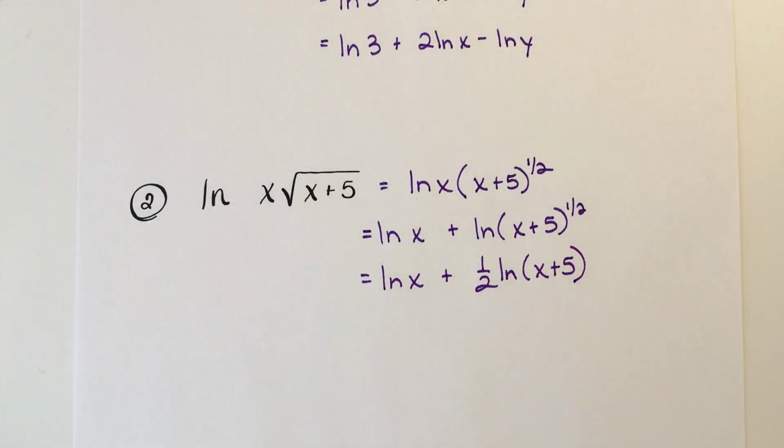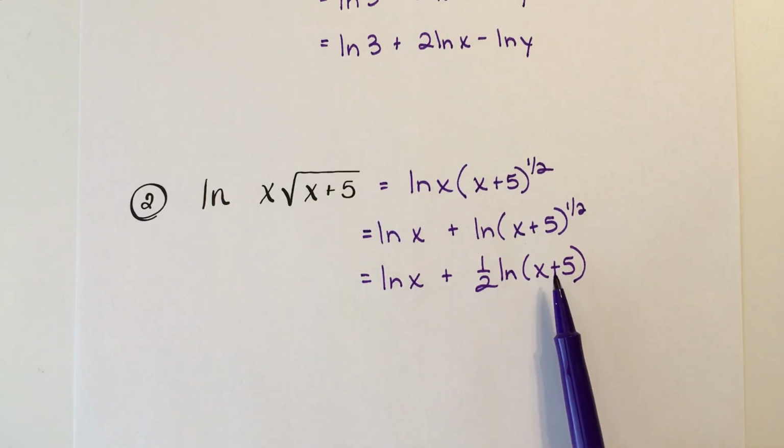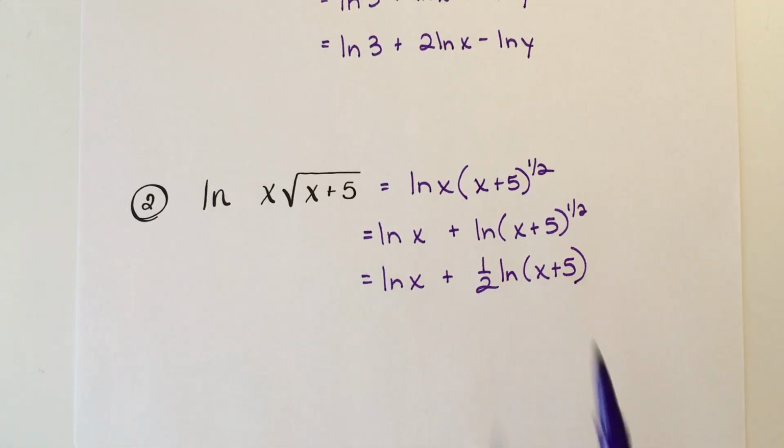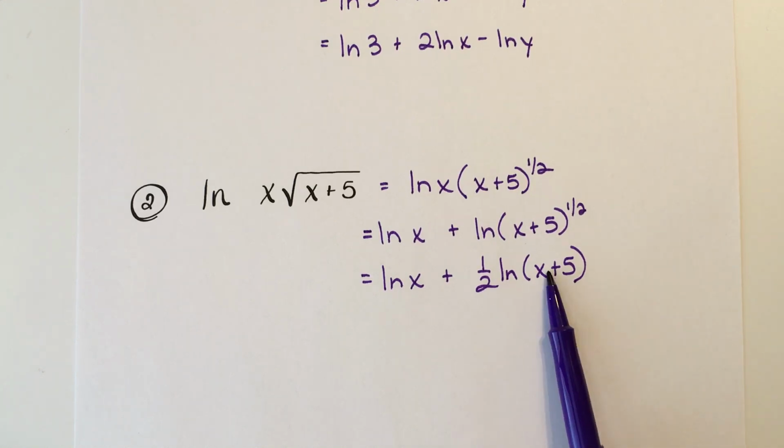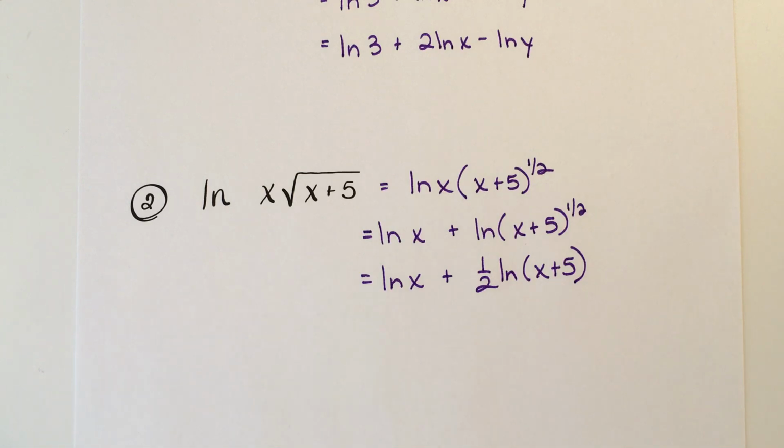Okay, and that's actually as far as you can go here. If you have addition in your argument, then there's not anything you can do. It's when you have multiplication that you separate it with addition. So it's not that you start with addition and separate with addition, okay?